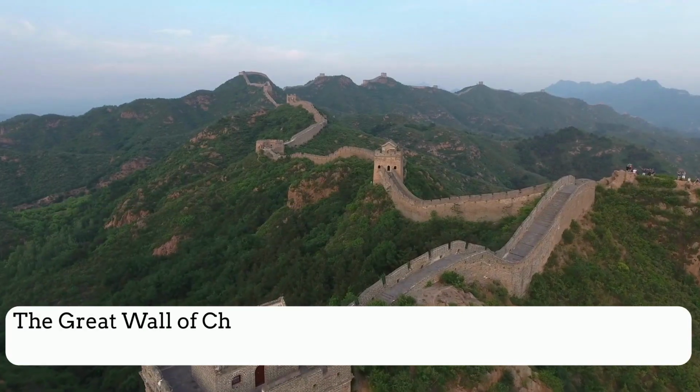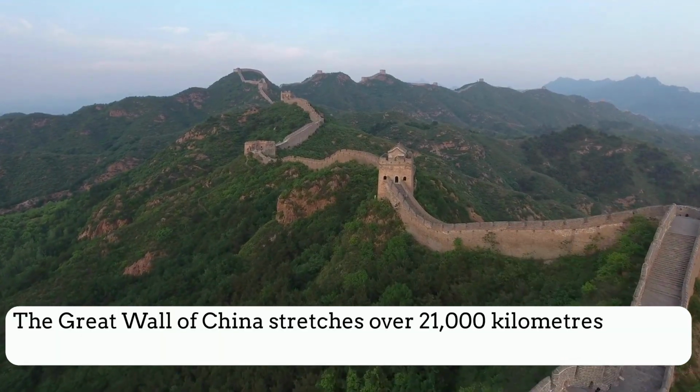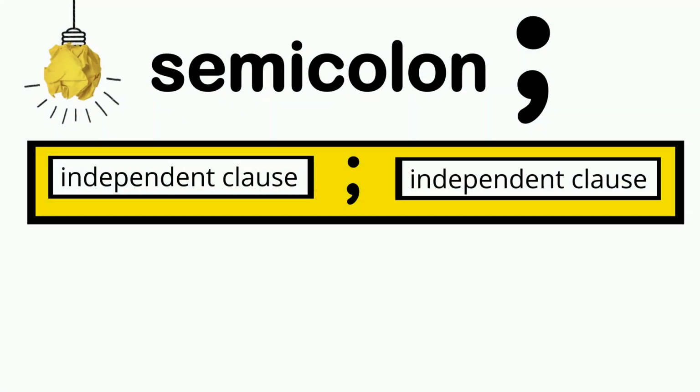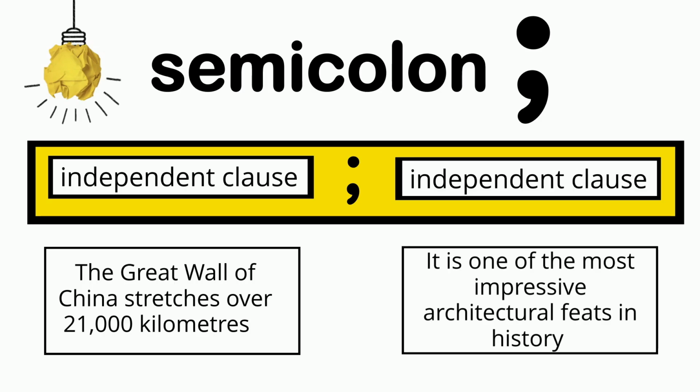The Great Wall of China stretches over 21,000 kilometers. It is one of the most impressive architectural feats in history. So we have two independent clauses. The Great Wall of China stretches over 21,000 kilometers, and it is one of the most impressive architectural feats in history. We could have put a full stop between these two sentences. Or we could have used a conjunction like and. But instead, we have used a semicolon.